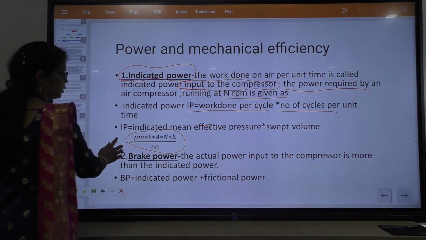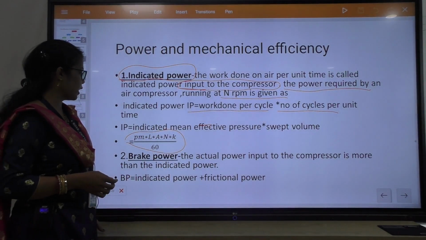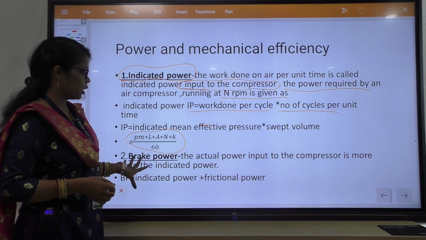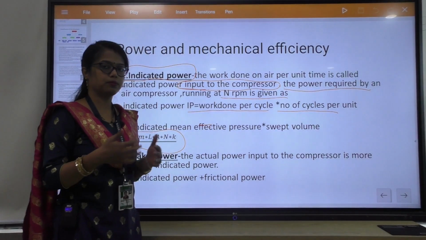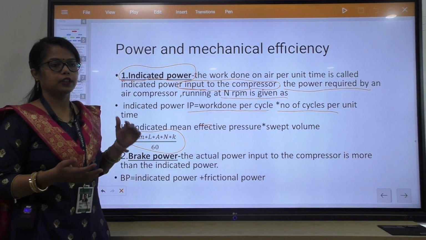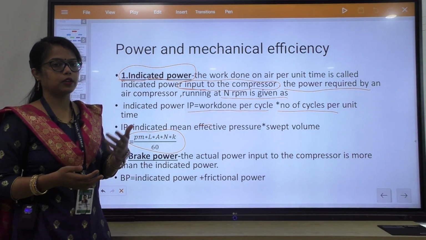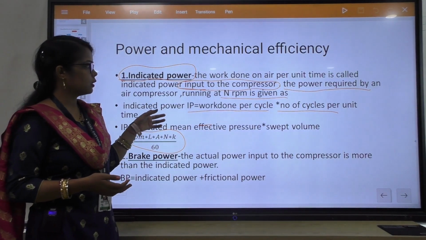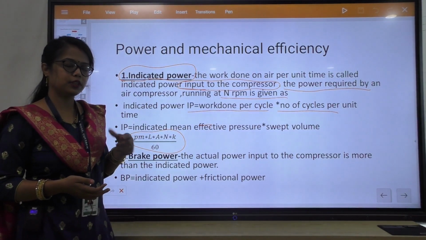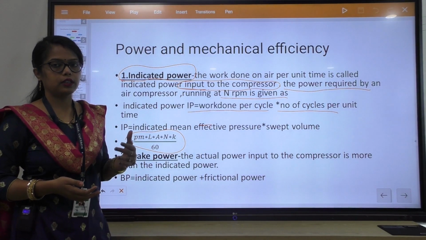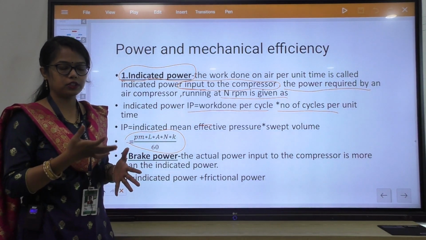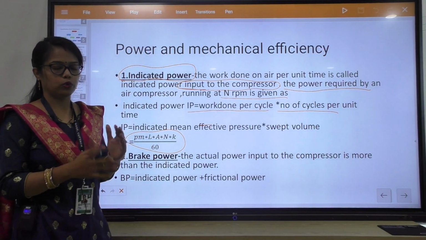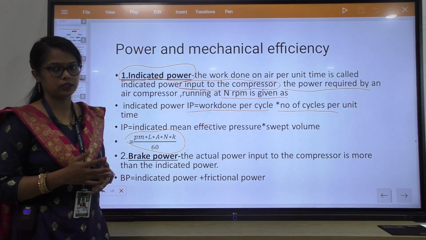This is Pm into L into A into N into K by 60. And what are these parameters? Brake power means when the prime mover is running, the power available at the crank is called brake power. After that, the piston is reciprocating, that means work is done on the air, because the air is getting compressed by the piston. So, the amount of work which is done on the air is called indicated power.